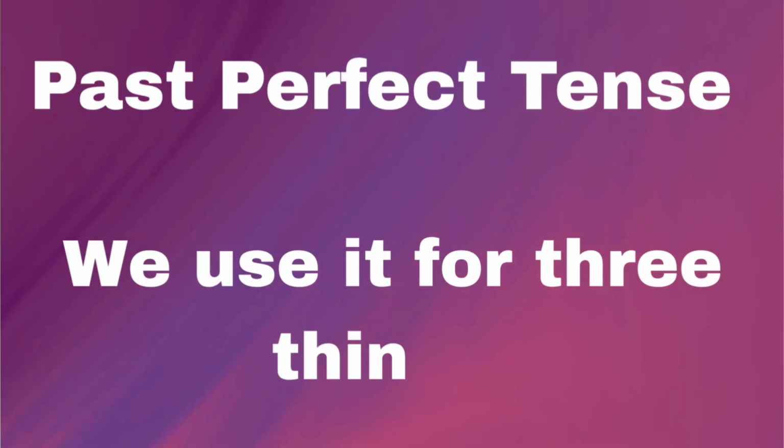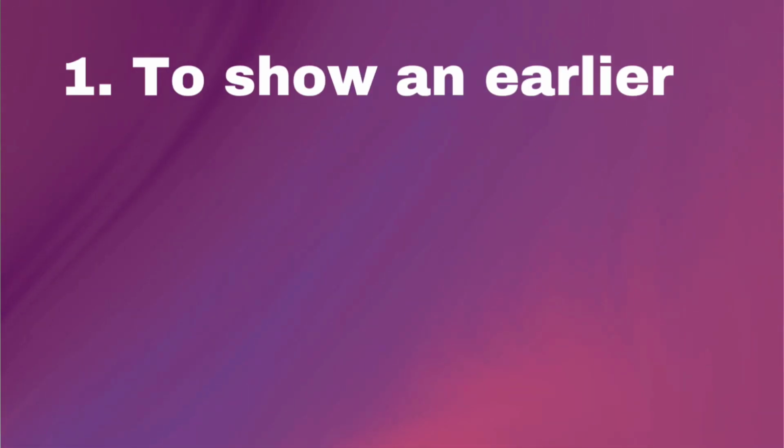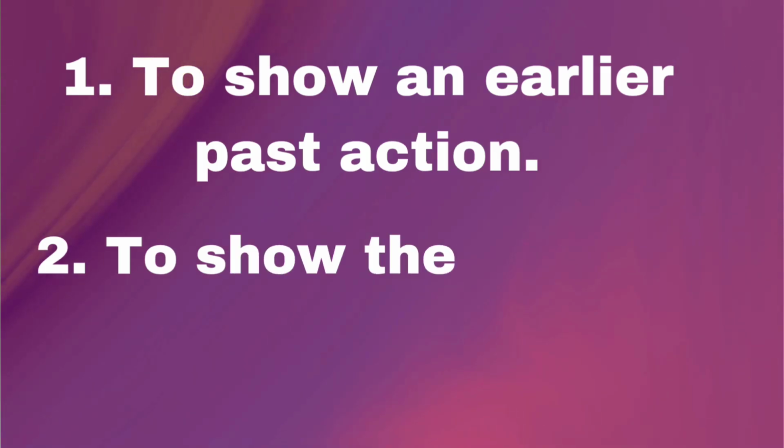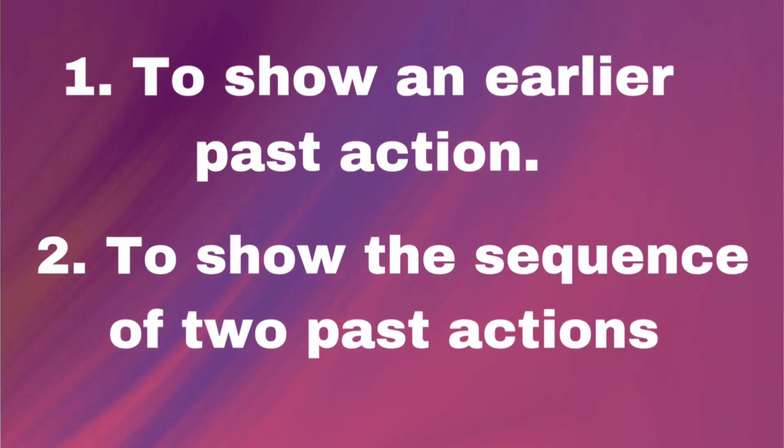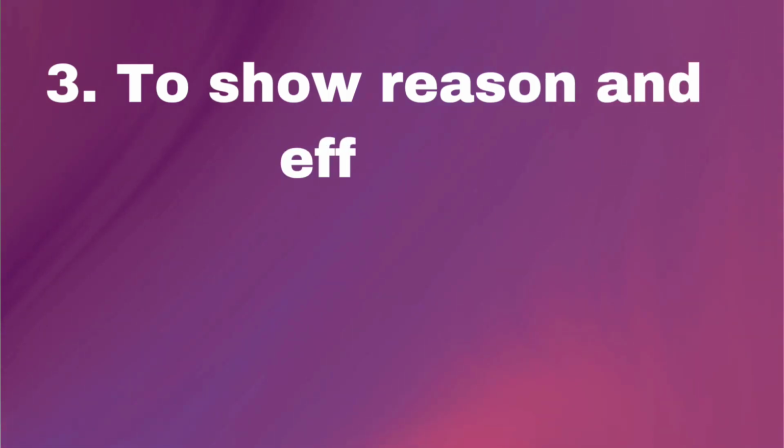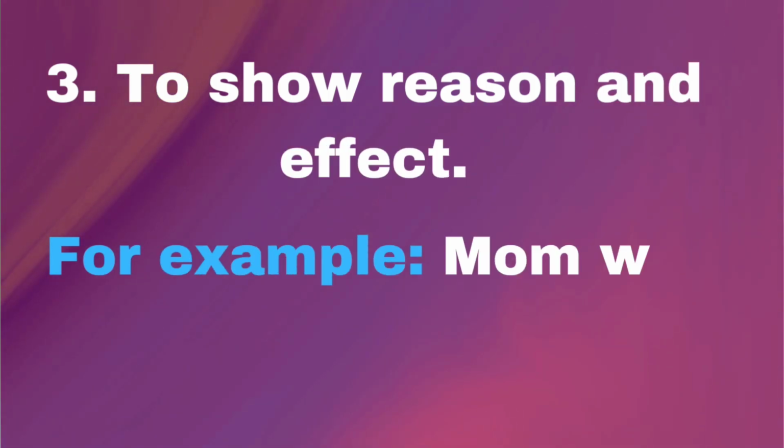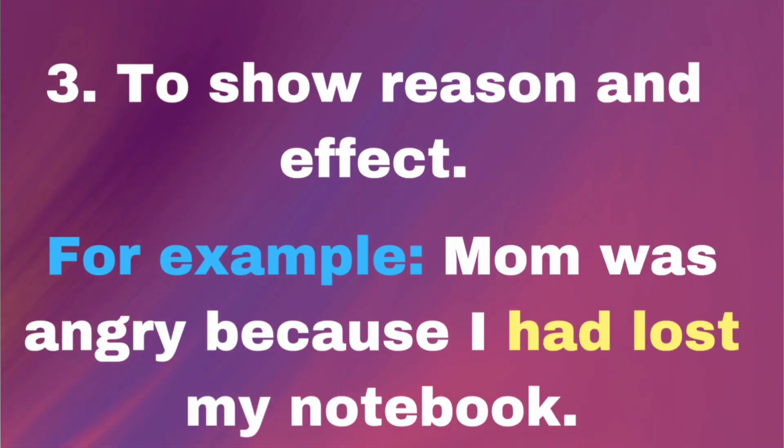हम तीन situations में past perfect tense use करते हैं. First is to show an earlier past action. Second is to show the sequence of two past actions. Third is to show reason and effect. For example, mom was angry because I had lost my notebook.